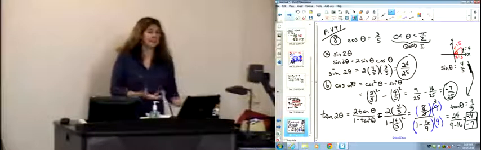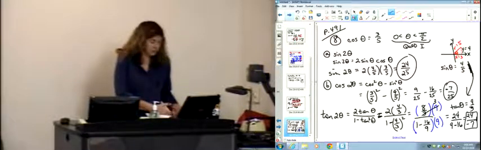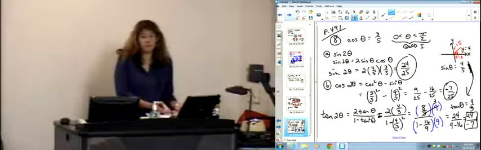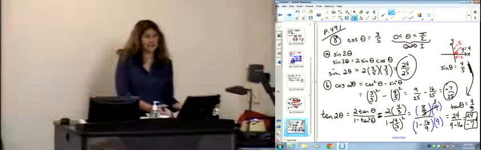So once you've got the sine and the cosine, you could just use those to get your tangent instead of using the formula. Or you can use the formula, okay? So we just want to think about different ways to get there.